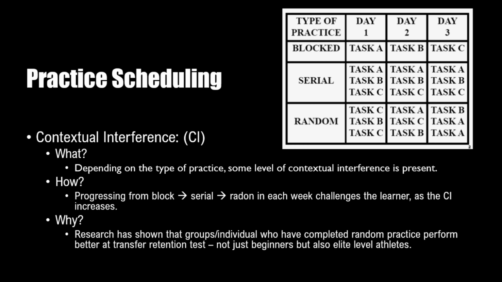So how can you implement this? Like week 1, you might start with blocked practice, keep everything nice and simple with low contextual interference, and as you progress through the program, you move to moderate CI with serial practice and high CI with random practice. And why is this important? Research has shown that groups or individuals who have completed random practice perform better at these transfer and retention tests. Not just beginners, but also elite level athletes.